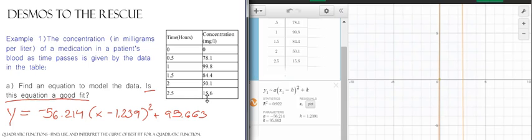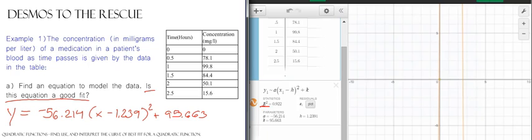And for that, what we're going to look for is what's called the r-squared value. The r-squared value tells us how good of a fit our data is. Just like for linear, where we had the r value, where the closer to 1 or negative 1 it was, the better the fit. For a quadratic, we have what's called the r-squared value. Now this is never going to be negative because it's squared, but the closer the r-squared value is to 1, the better the fit of the equation.